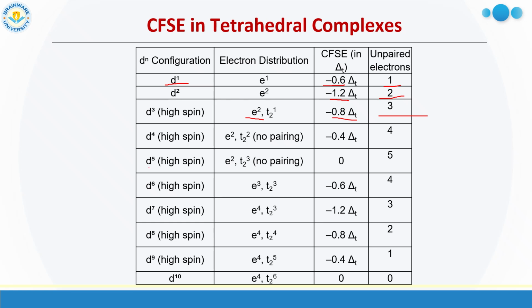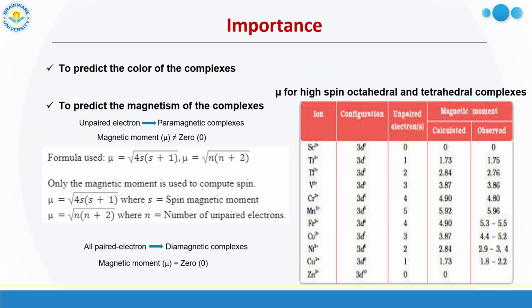For d5, as all are symmetrically filled orbitals, CFSE is 0. And for d10 also, the unpaired electron count is 0, all are paired and all orbitals are symmetrically filled, so CFSE is 0. So you can try to calculate the CFSE for all the cases.